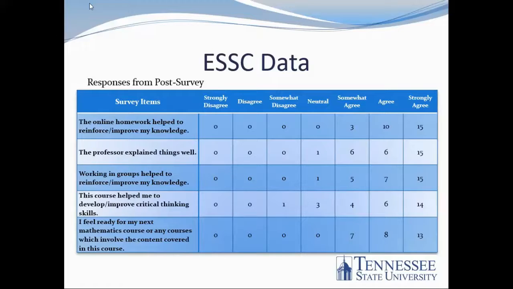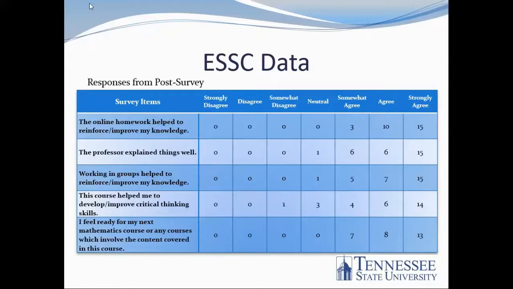For the statement, the professor explained things well, all of the students agreed, and there was one student who was neutral. None of the students disagreed with that statement. Working in groups helped to reinforce or improve my knowledge. All of the students agreed with that statement, and there was one neutral student. But this was good because it showed that the cooperative and collaborative active learning techniques that we use did positively impact the students.